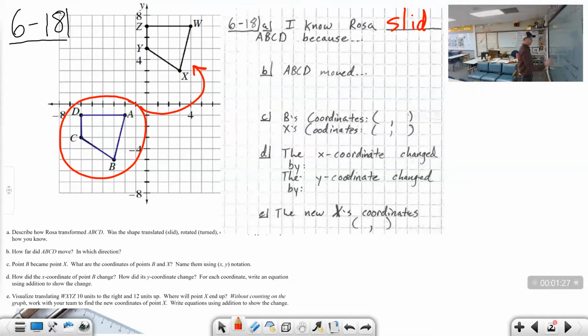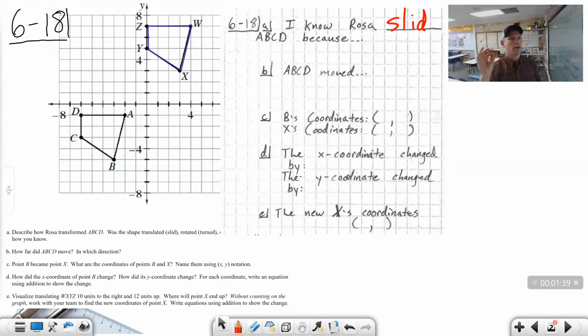Watch me. Slide, slide. Notice that it's the exact same shape, exact same size, exact same position. Okay? So you can write, you know it slid because it is pointing in the same direction. The question is, in B, how much did it move?